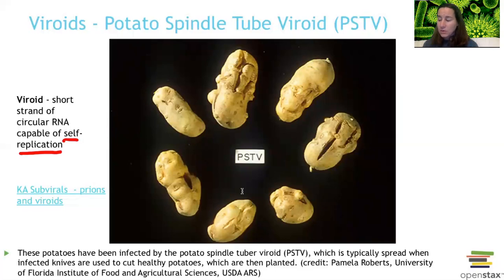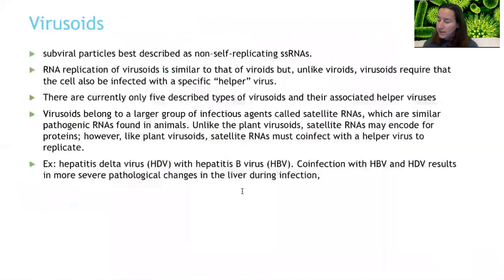Virusoids are going to be RNAs as well, but they're not self-replicating. What they have to do, they are going to require a helper virus. So if you've got a virus and then you also have this virusoid on top of it, then you have more symptoms than you would with just the virus alone. So they have to have the helper virus. A virusoid must have a helper virus. There's only a few of them out there. We would lump them into the group called satellite RNAs.